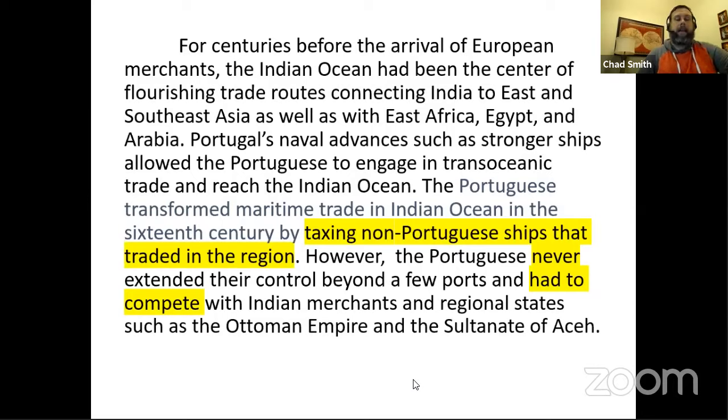Notice that I highlighted part of this in blue. The part that I put in blue is a direct quote from the actual prompt. That's a really good way to go about writing a thesis. Take the words from the prompt and add the answer.